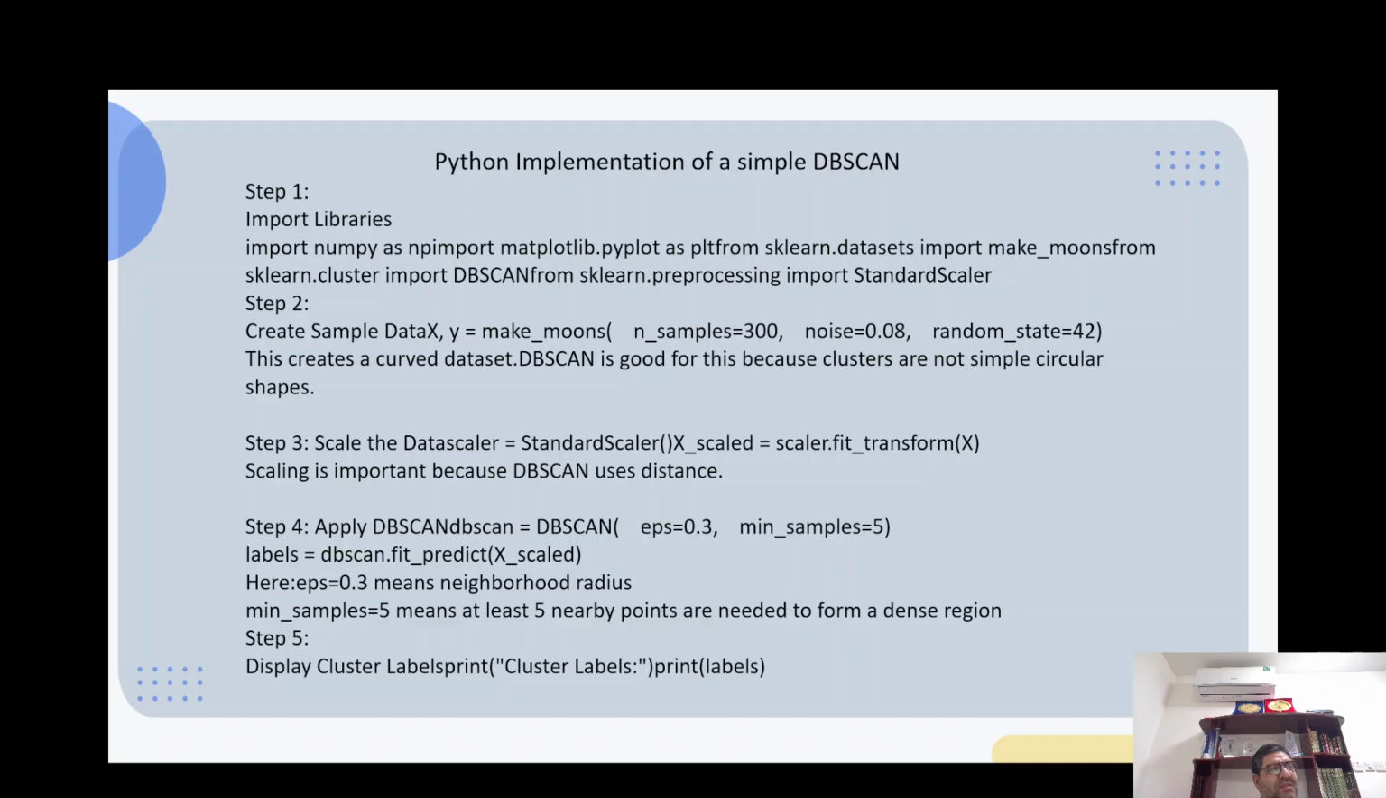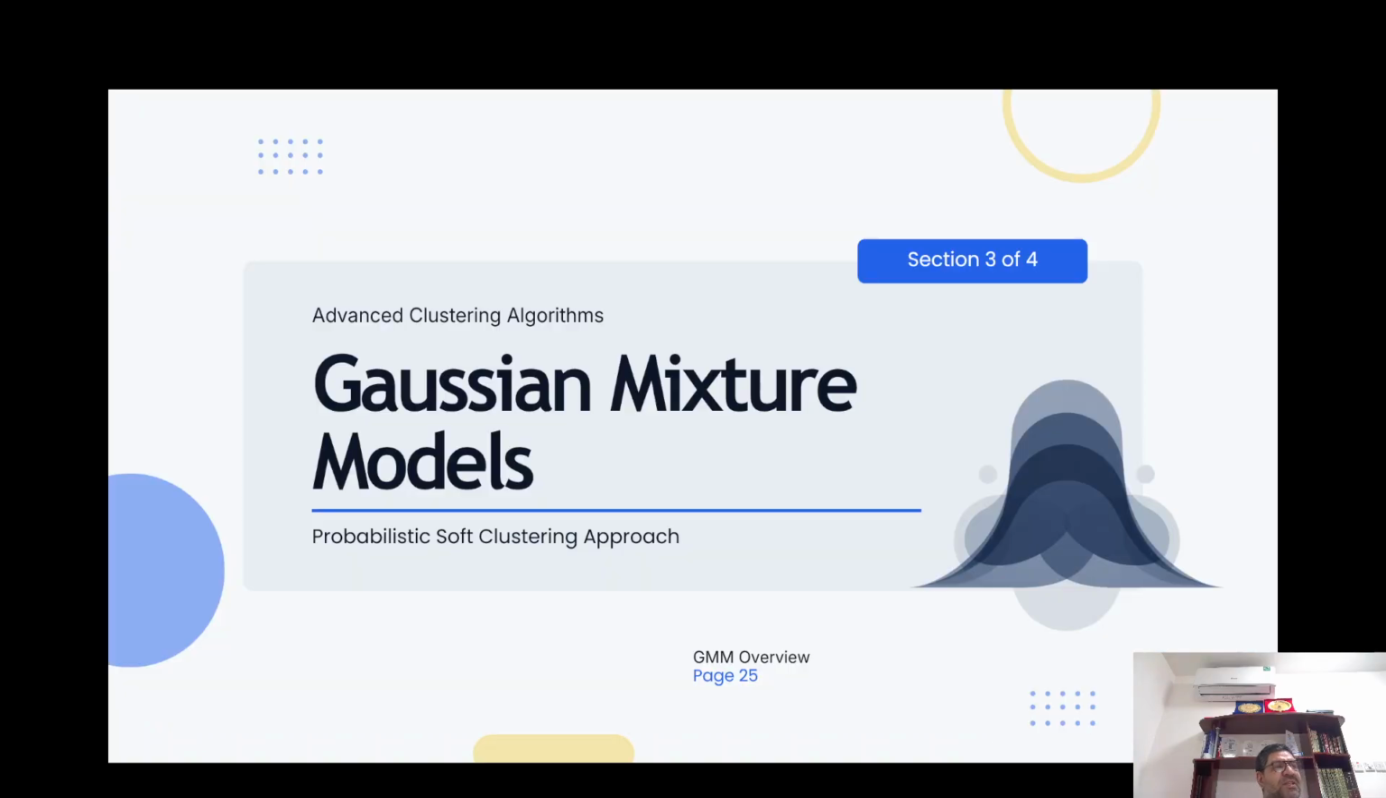The labels equal dbscan.fit_predict of X scaled. Here epsilon 0.3 means the neighborhood radius that we have already given. Minimum samples equal to 5 means at least 5 nearby points are needed to form a dense region, within a distance of epsilon 0.3. Step 5 is to display the cluster labels: print the labels. So these are being printed.